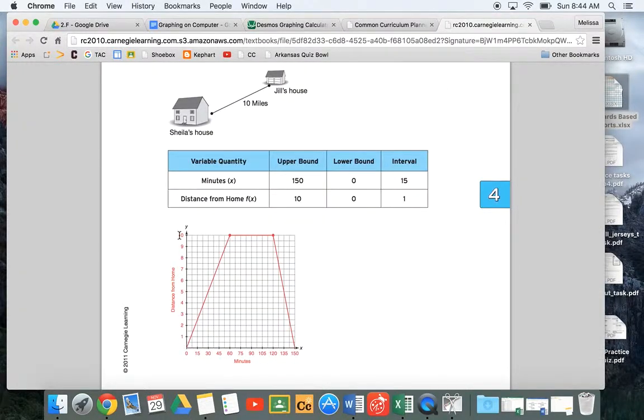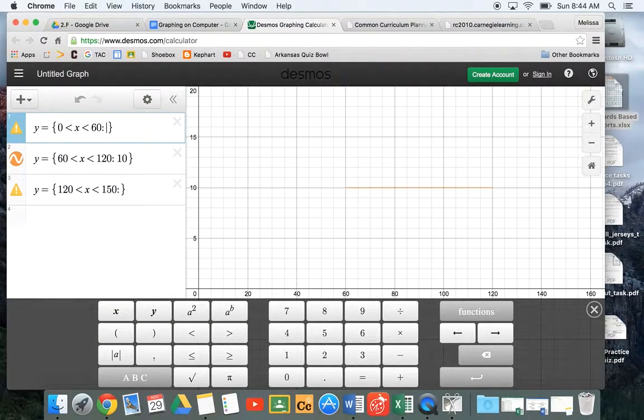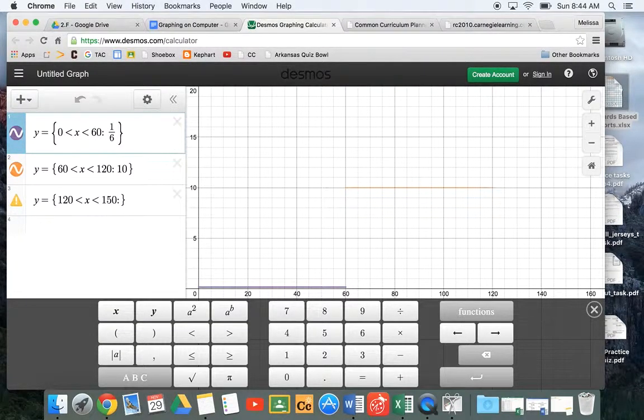From 0 to 10 and then over to 60. So 10 divided by 60 is 1/6. This is just 1/6 x. And to get it to do that, you just do 1, a slash like you would do for division, and 6, and it automatically puts it in that fraction form for you. And then I just arrowed from the 6 over and then typed an x to get 1/6 x.